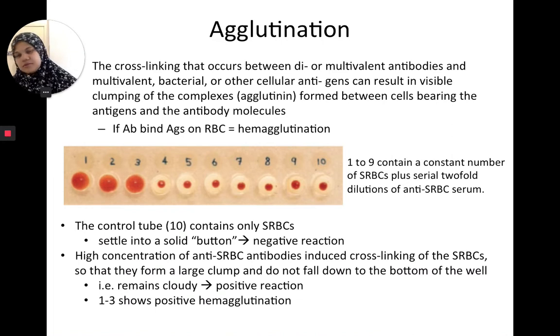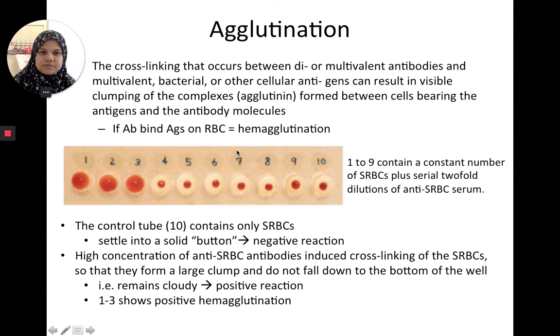Another method we use antibodies for, antibody-antigen reactions for, is agglutination. So this occurs when cross-linking is between multivalent antibodies and multivalent bacterial or cellular antigens. So this will cause clumping. So the clumping will form between the cells with the antigens and the antibody molecules. So for example, you can have this kind of hemagglutination when you add antibodies with antigens on the red blood cell. And this is how we do the test for the blood type as well, I think.